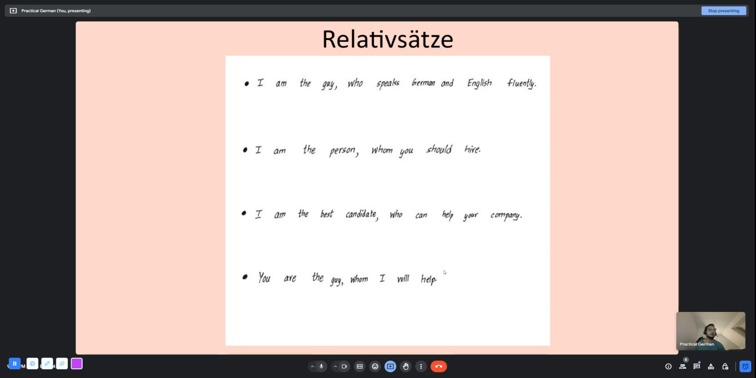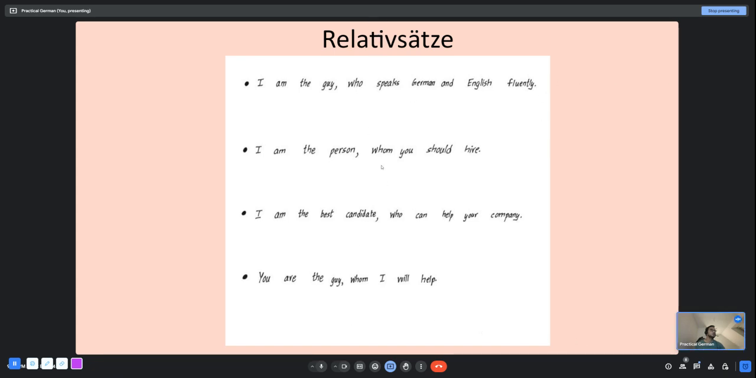Du bist die Person, den ich helfen werde. Did you say dem or den? Come on, helfen is dative, right? So I will help you. Whom will I help? Whom is right. Dem, because it is helfen. So let's look at the indirect object example.